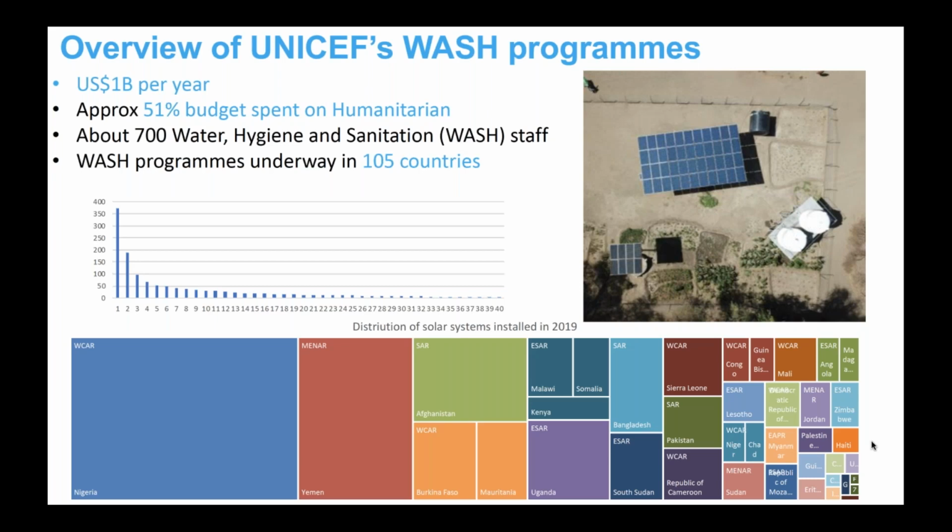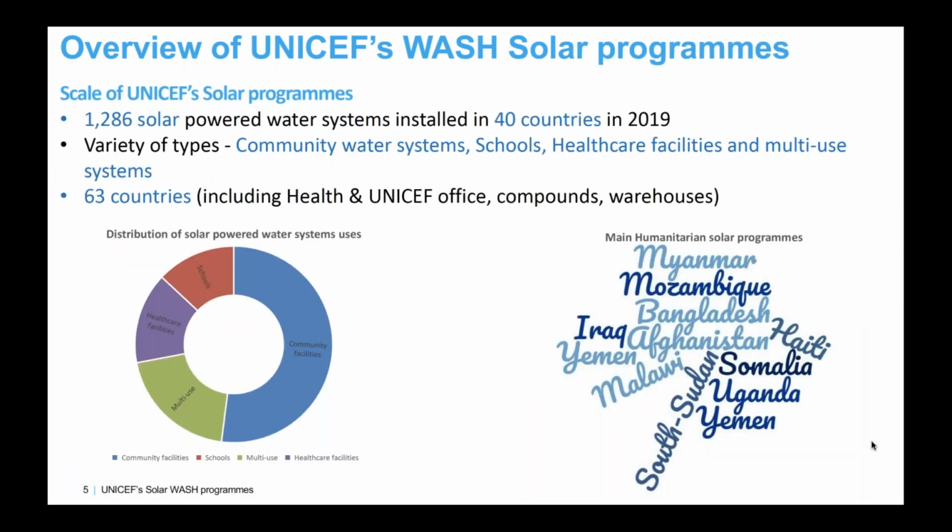In the next slide, you will see that in terms of last year's results, only last year UNICEF installed almost 1,300 solar-powered systems across 40 countries.